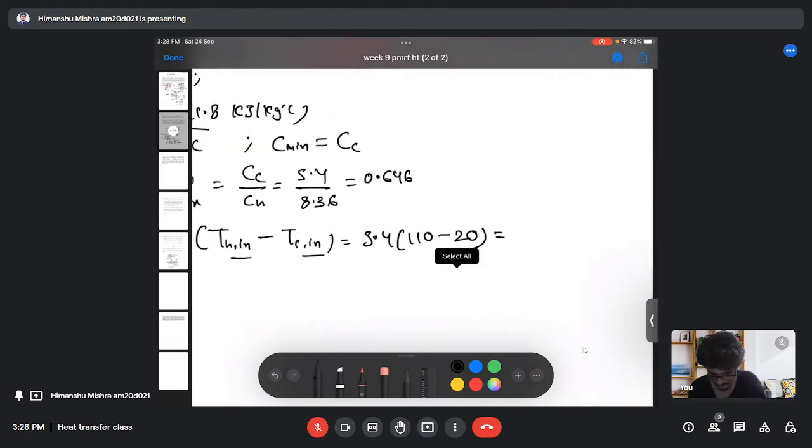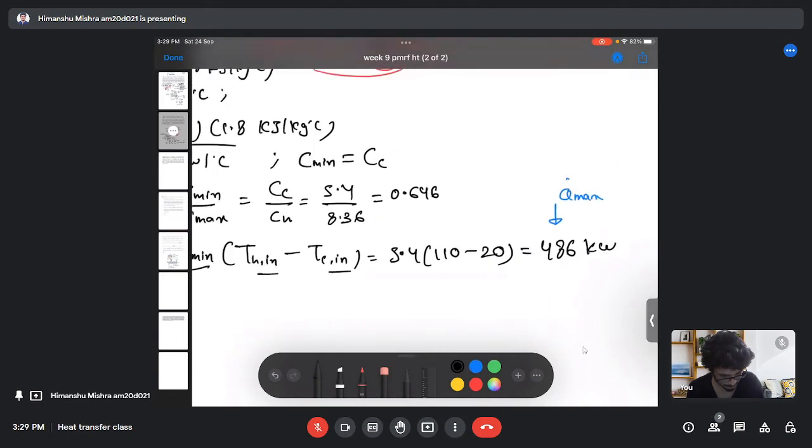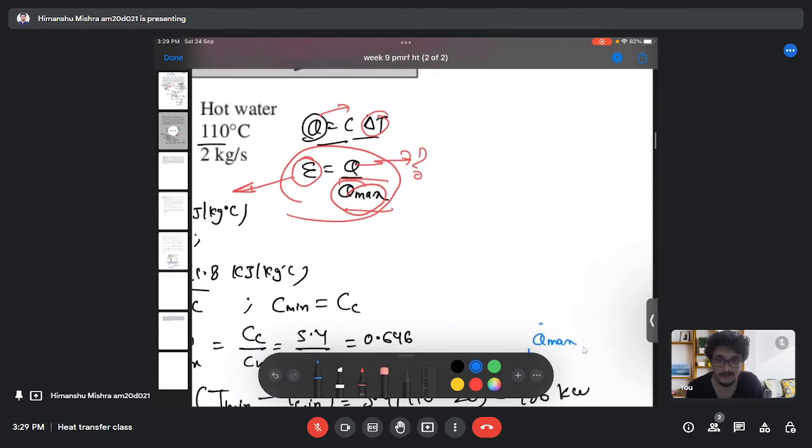So on solving, I will get maximum heat transfer. This is my maximum heat transfer, 486 kilowatt. Now we got this maximum heat transfer, and to find the heat transfer we need this effectiveness as well. So we will be finding this effectiveness. We will be using the effectiveness NTU correlation corresponding to the parallel heat exchanger.